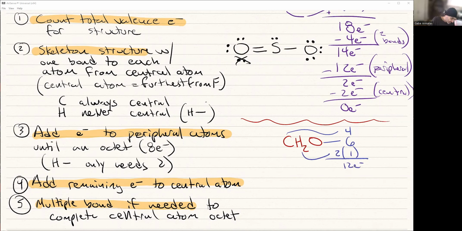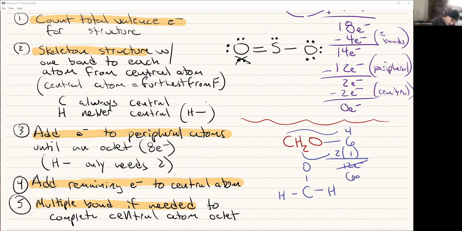Okay, good. Step 2 is create a skeleton structure. I said carbon is always in the center. There's my carbon, oxygen, hydrogen, hydrogen. I just used 6 electrons, I'm down to 6 left, right? 12 minus 6 gives me 6. Instead of doing the math, I'm just, well, I guess I can. 12 minus 6 electrons, I have 6 electrons left. I have used 2, 4, 6. That's where that 6 comes from.